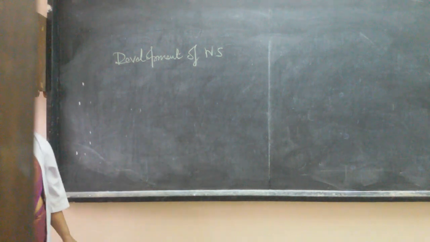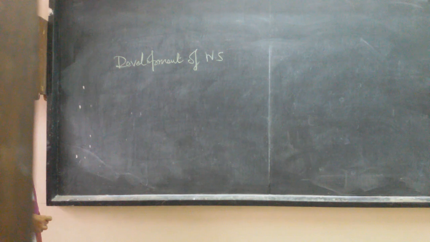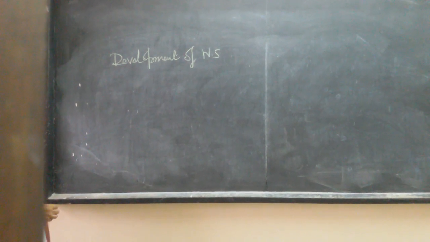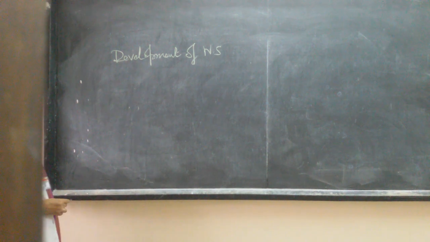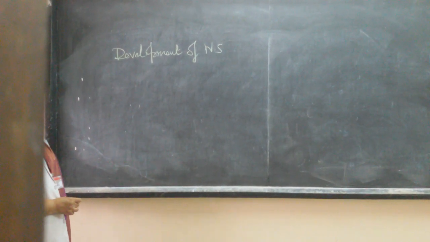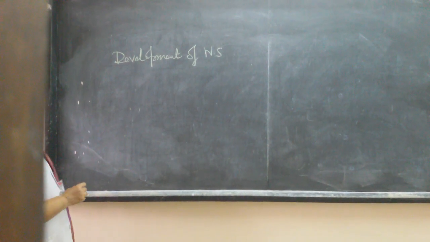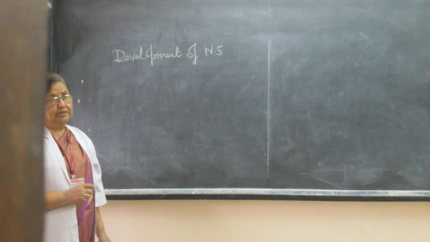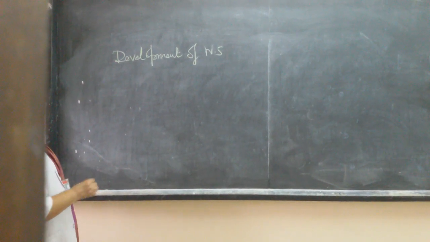In the previous class, we were discussing the development of the nervous system, and we have knowledge about the neural tube and the neural crest. The neural tube, as you know, extends from the cranial end of the primitive node to the caudal end of the prochordal plate.